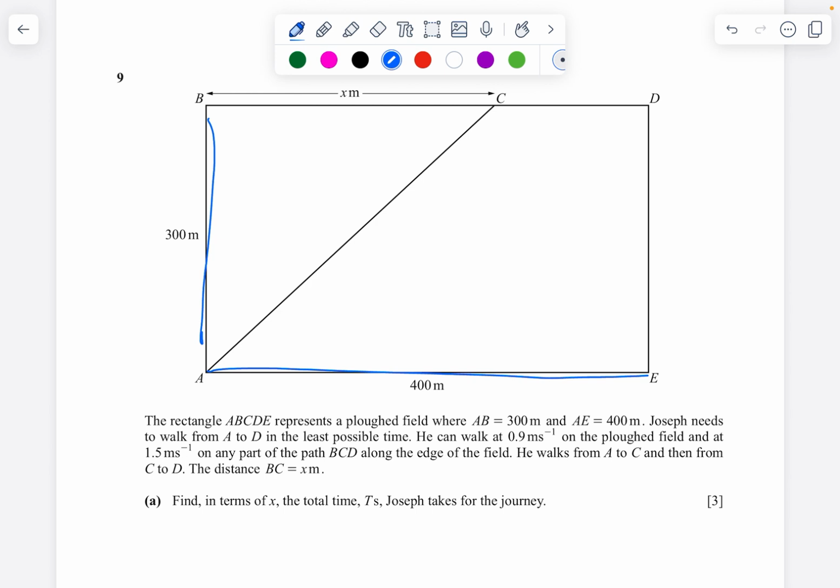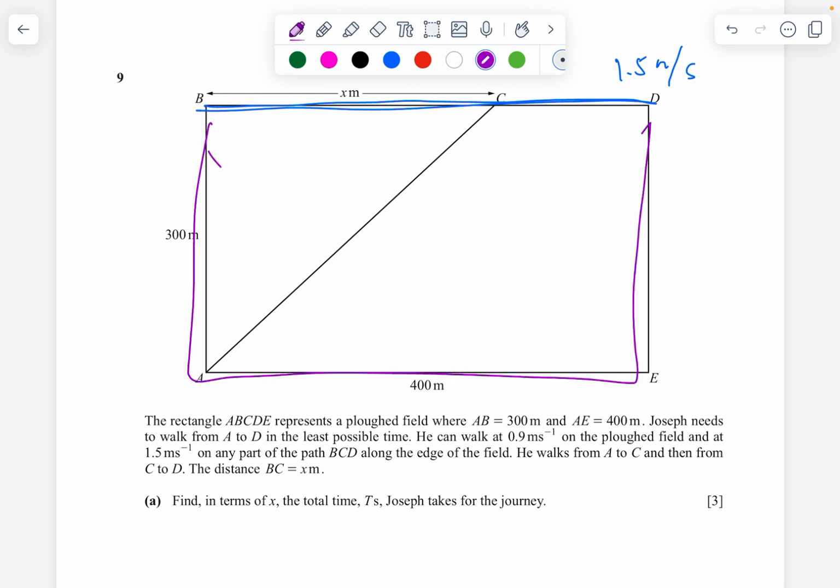He can walk at 0.9 meters per second on the plowed field and at 1.5 meters per second on any part of the path B, C, D. So this one is 1.5 meters per second. Right, so this path, the blue path, he can walk 1.5 meters per second. Other than this blue path, anywhere else he can walk 0.9 meters per second. So that is the understanding from the question until here, right?